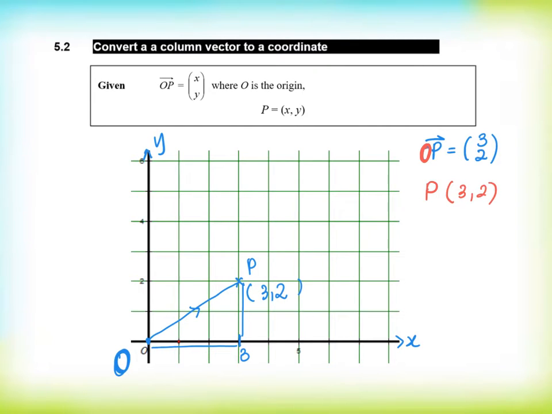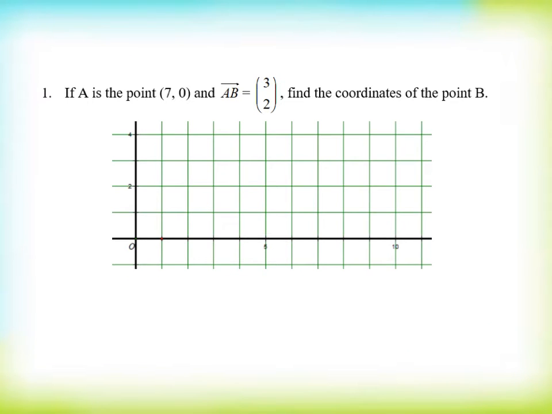So if questions were to ask you, for example, to find the coordinates of P, that means you just need to find vector OP and you'll be able to transfer it into the coordinate form. So have you gotten the concept? Let's try one simple question first.